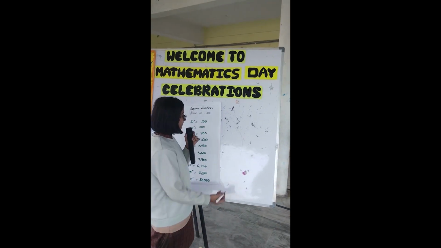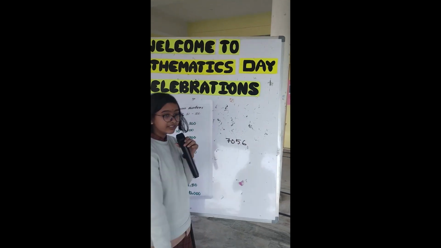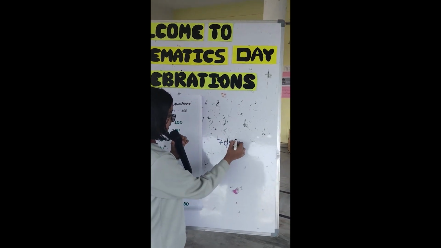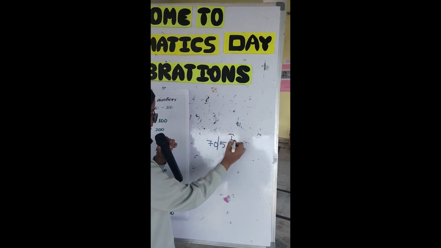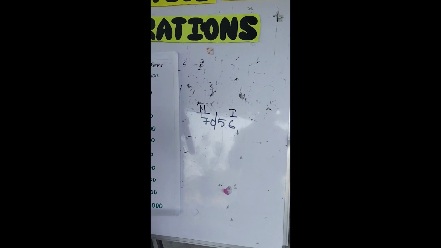So I'm taking the square number 7056. And I will divide this into 2 groups, where I'm making 56 as the first group and 70 as the second group. And each group should contain 2 digits.